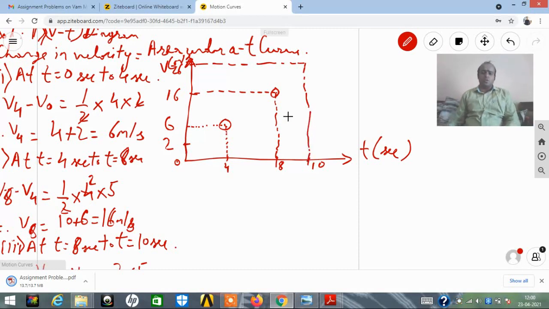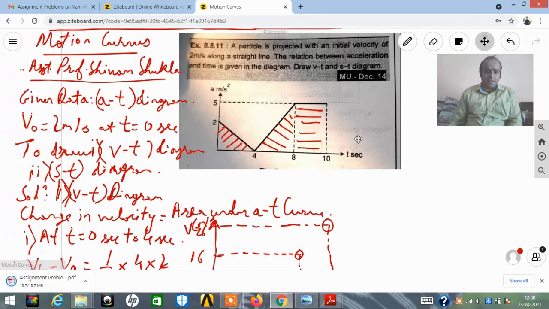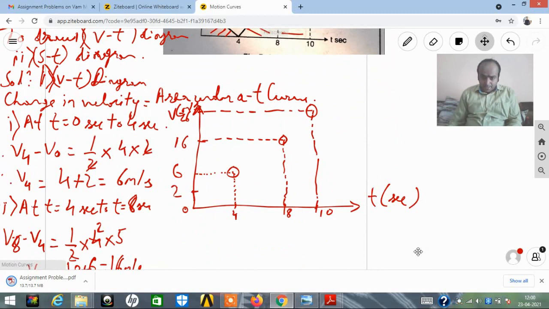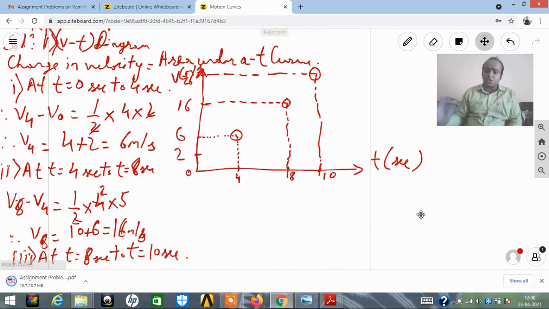Friends, many of the students get confused about where to start. Many of them start with 0, but it is clearly shown that velocity at time t equal to 0 seconds is nothing but 2 meter per second. It is given to us in the problem, see the question statement: the particle is projected with an initial velocity of 2 meter per second along a straight line. That means at time t equal to 0, velocity is 2.